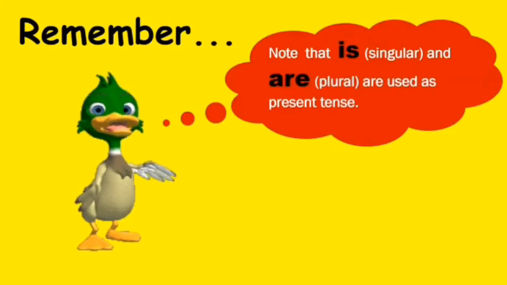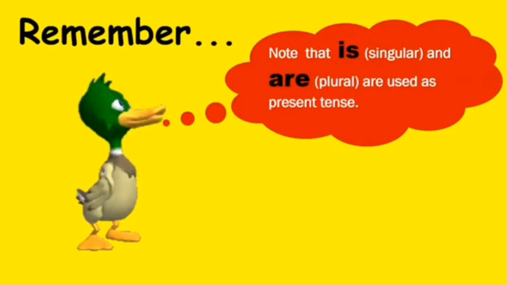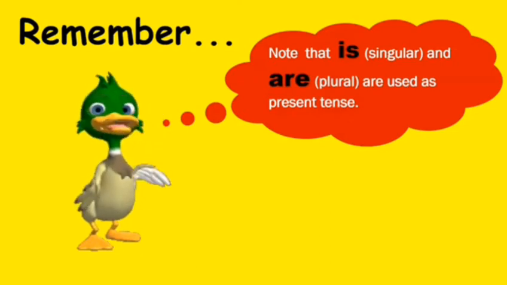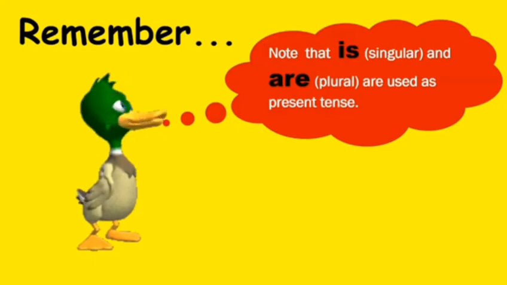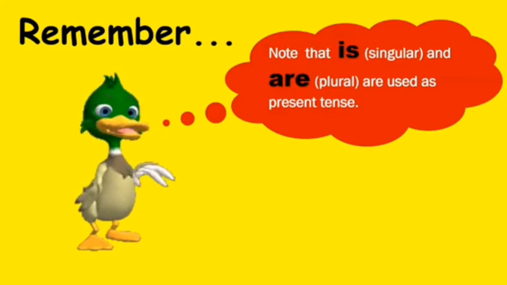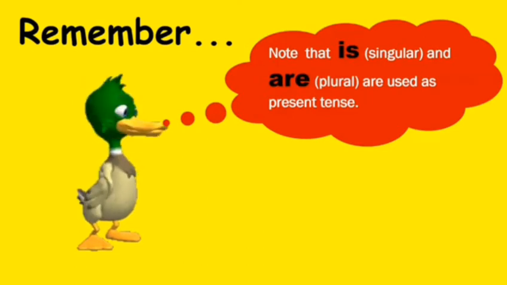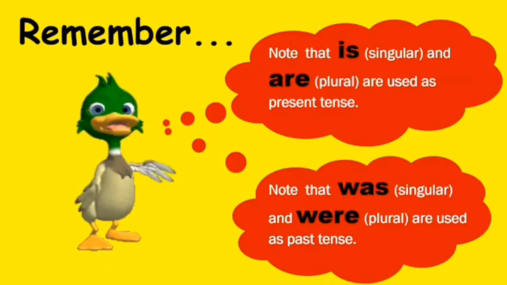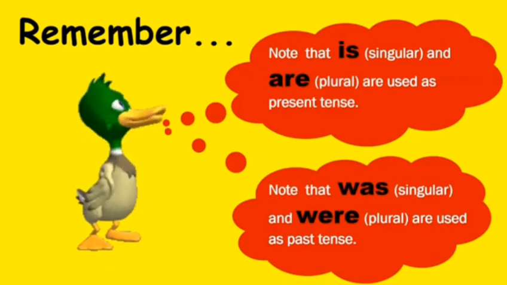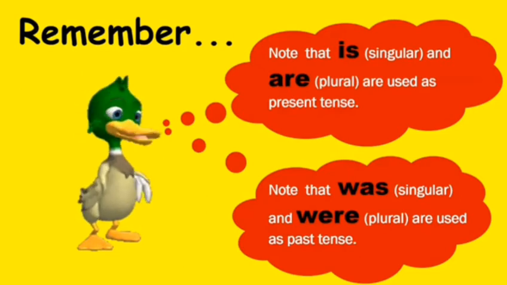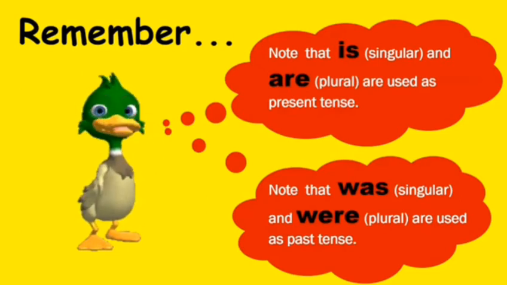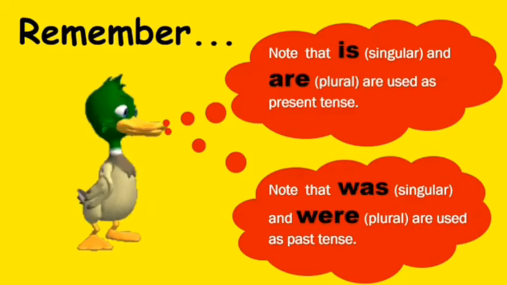Now children, you have to remember. Note that is singular and are plural are used as present tense. In present tense, we use is for one thing, and when we are talking about more than one thing, we use the word are, and they are helping verbs also. Note that was and were are used as past tense. Was is used for one thing and were is used for more than one thing, and they are also helping verbs.